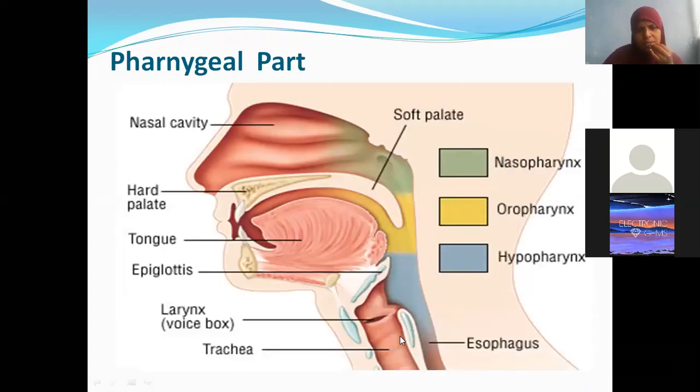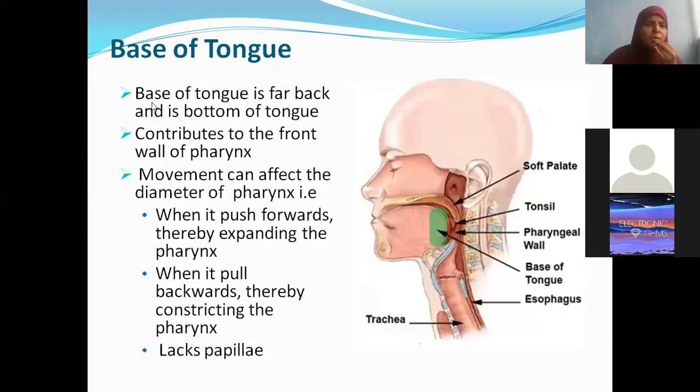This picture helps us to know the parts of the pharynx. Behind the nose, nasopharynx; behind the oral cavity, oropharynx; behind the larynx, laryngopharynx. Now this is the base of the tongue, which is very much backwards. The tip of the tongue will be folding on itself backwards, which helps in the process of deglutition, which was explained in physiology.